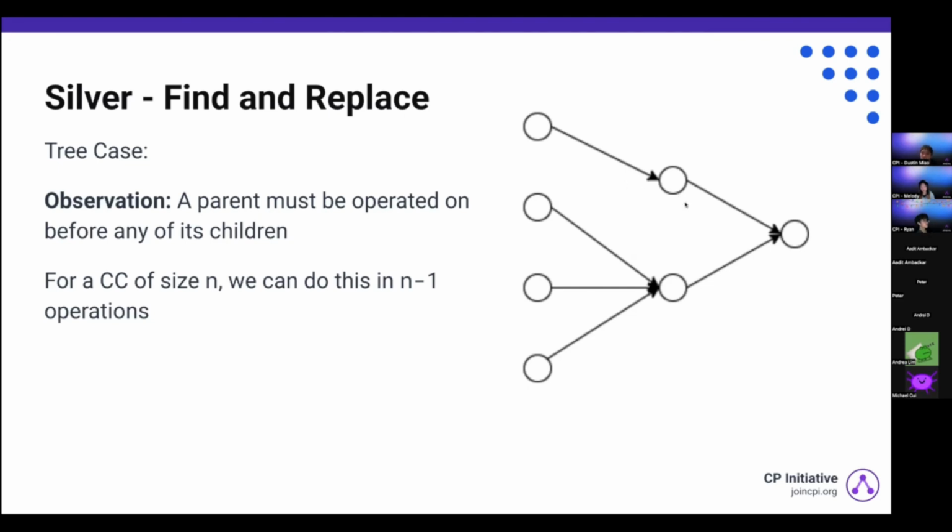So what we can do, for this case, is just go by depth. So we do this one, this one, this one, and then this one, and then this one, and then this one. In total, this takes n minus 1 operations for a connected component of size n.